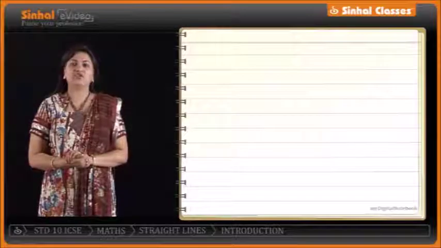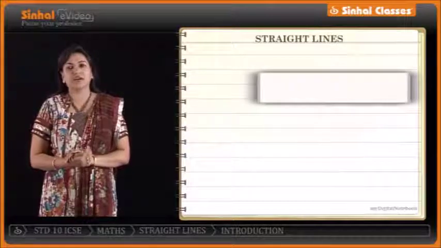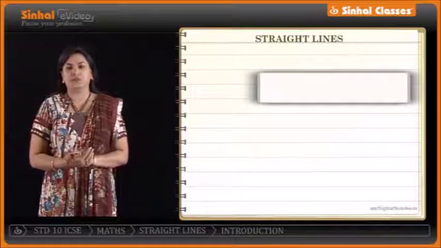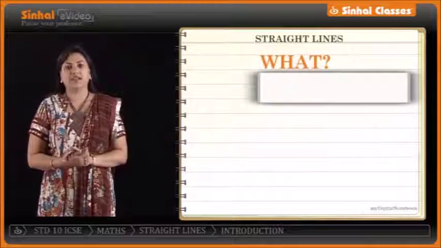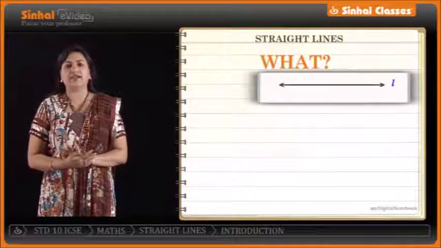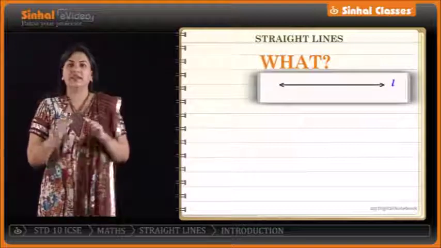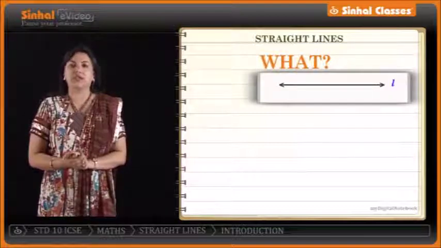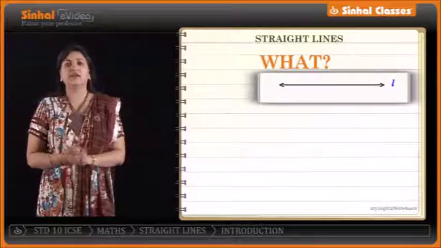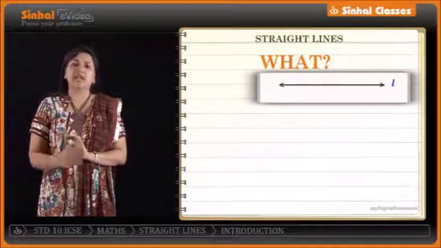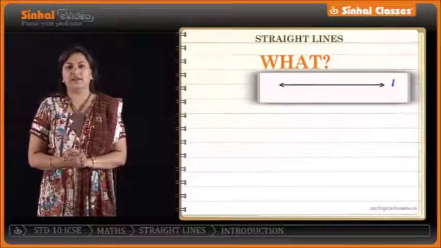Now let's study straight lines, which is the third chapter of coordinate geometry. What is a straight line? A straight line is line L as you see on the screen. It can extend in both the directions. But here we are going to study the equation of a straight line.